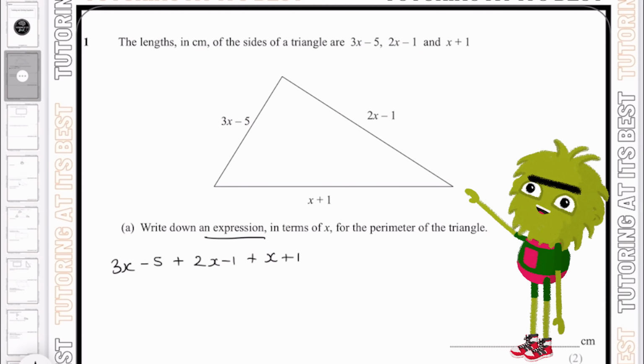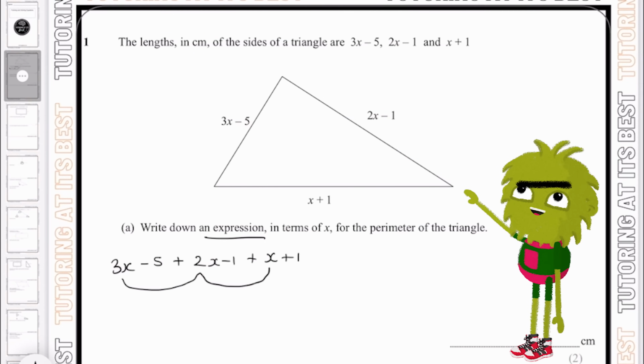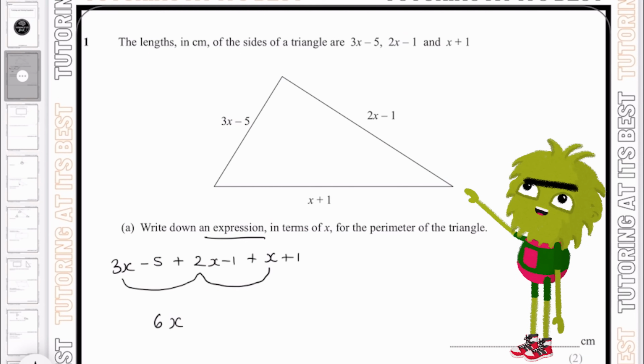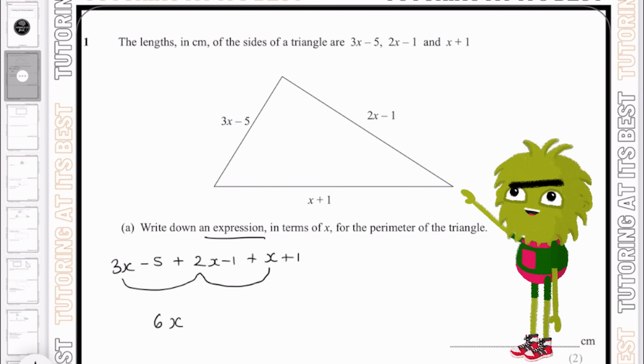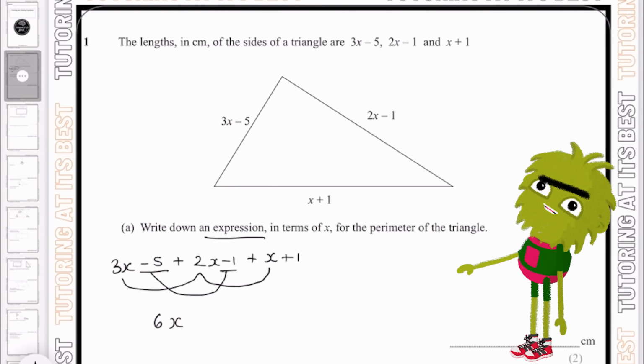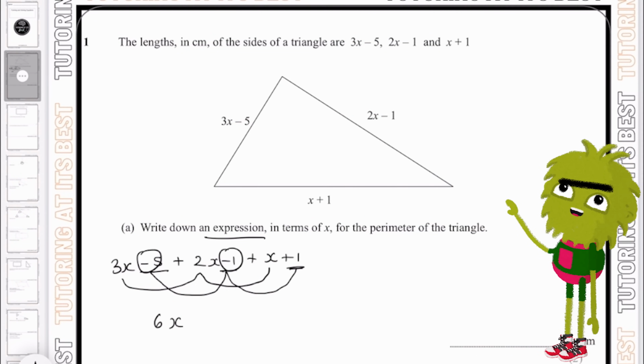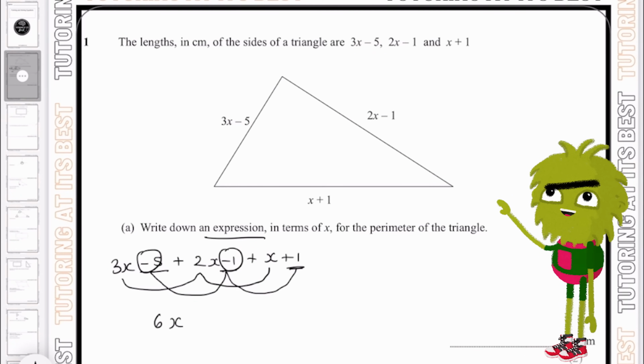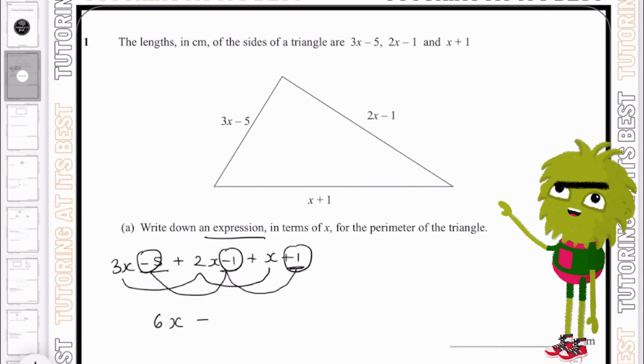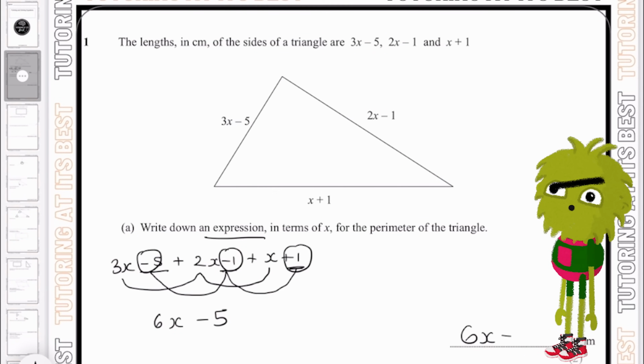So now we've written it out, we need to simplify this. And so I'm going to go ahead and collect together all of the variables, which is 3x, 2x, and x. So we know that 3x plus 2x gives me 5x, and 5x plus x gives me 6x. And then I'm going to go ahead and collect the numbers. So we have minus 5, plus minus 1, plus 1. So we have minus 5 minus 1, which gives me minus 6, and then minus 6 plus 1 gives me minus 5. So all in all, our answer is 6x minus 5.